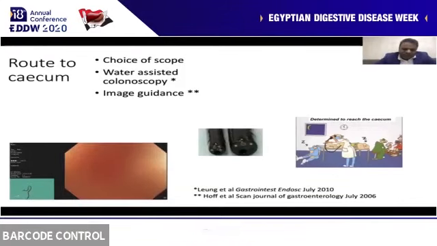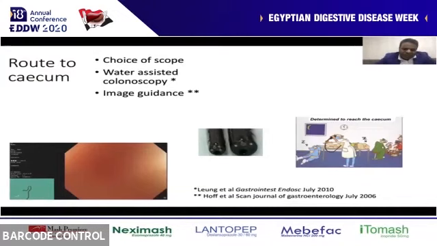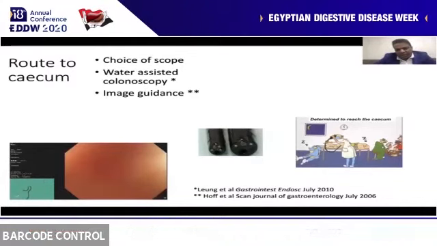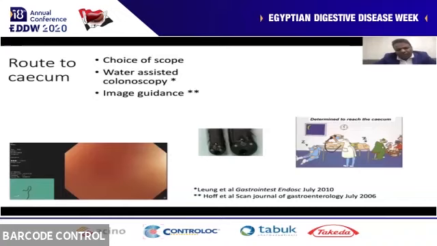There is evidence to suggest that image guidance is very helpful. In this case, we use ScopeGuide, which is an Olympus product that has been found to be quite useful in navigating and reaching the cecum. This helps us to avoid loops, resolve loops, and also to recognize loops much better.